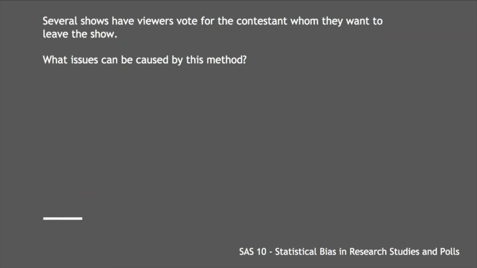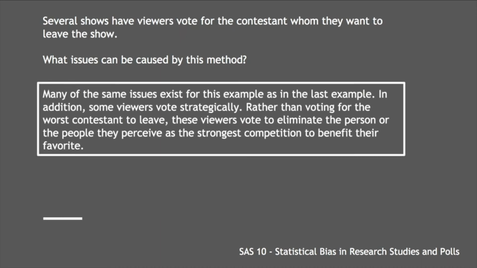All right, several shows have viewers vote for the contestants they want to leave the show. What issues can be caused by this method? Many of the same issues exist. Many have the same issues as the last example, but in addition, some viewers vote strategically. Rather than voting for the worst contestant to leave, they'll vote to eliminate the person who they perceive as the strongest competition to benefit their favorite.